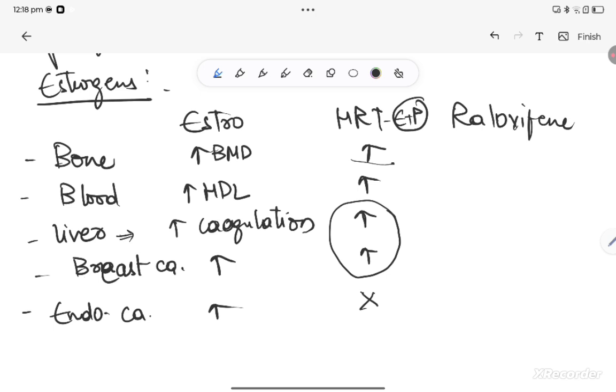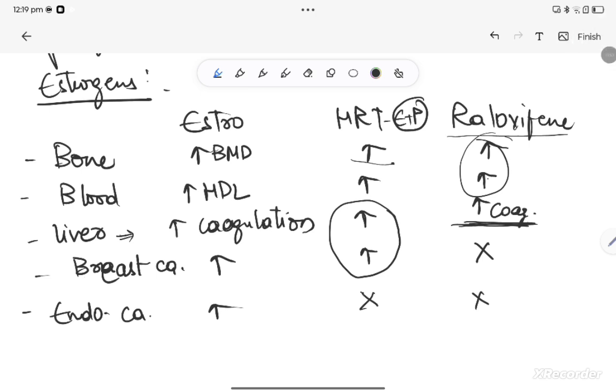There comes our selective estrogen receptor modulator, that is raloxifene. It increases bone mineral density, it increases HDL, and it also increases coagulation factors. But breast cancer risk is gone because it is an antagonist. The incidence is not increased, and endometrial cancer is also not increased. Though it is very good, because of the issue of increased coagulation factor expression, raloxifene is not the first drug of choice in postmenopausal women osteoporosis. But to whom should we give it? We can give it to any female who has a family history of breast cancer and endometrial cancer and is at risk for postmenopausal osteoporosis.